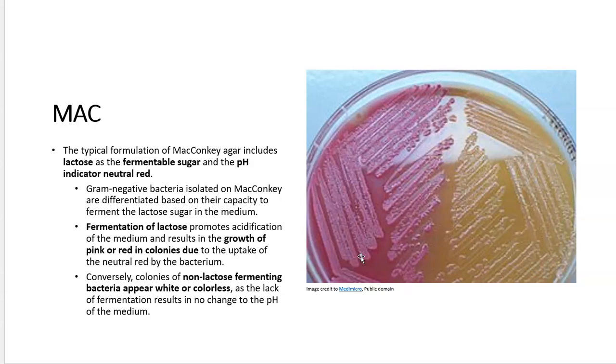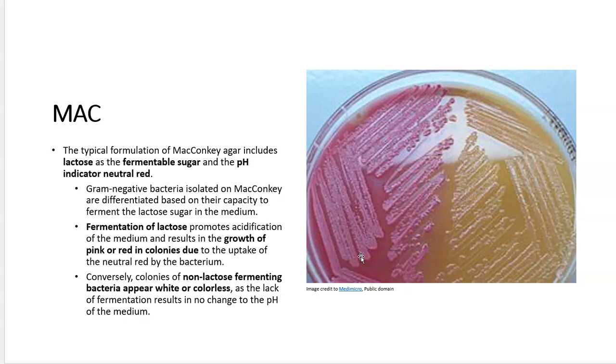However, different types of gram-negative bacteria will grow different colors depending on how they utilize the contents of the media. So MacConkey agar also has the sugar lactose. So some gram-negative bacteria will ferment the lactose as an energy source, and then obviously some won't. So similar to the mannitol salt agar, there's also a pH indicator embedded in this plate, and when the pH goes down, the plate will shift colors, which typically indicates that lactose has been fermented.